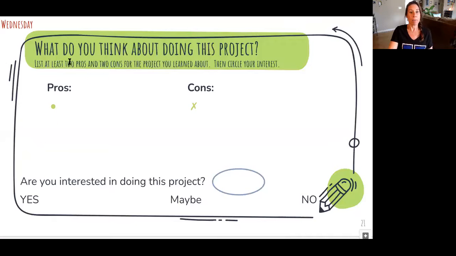Okay. So what did you think about doing this project? List at least 2 pros and 2 cons for the project you learned about, and then circle your interest. Maybe art really interests you and you're like, yes, I'm really interested in doing this project, or no way, I could never explain my abstract art. It all comes from up here. I mean, it's really totally up to you.